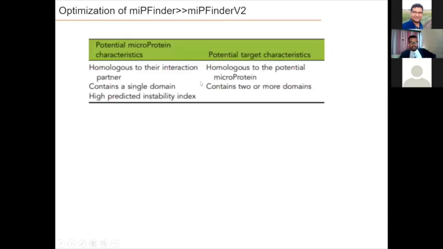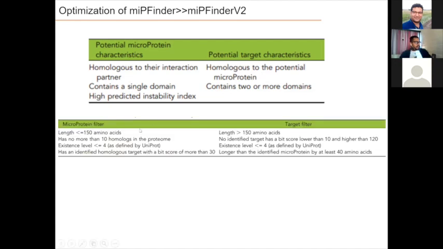So what we did to refine the quality of microprotein identification from crop genomes is we reshuffled certain things and improved certain pipelines in MIPFinder. For example, for the potential microprotein characteristics, we defined that they should have a homologous interaction partner. They should contain a single domain and a high predicted instability index, which has been defined in our paper, along with how to use that.